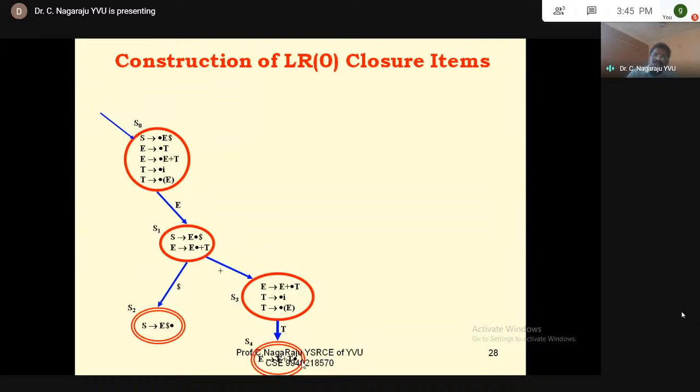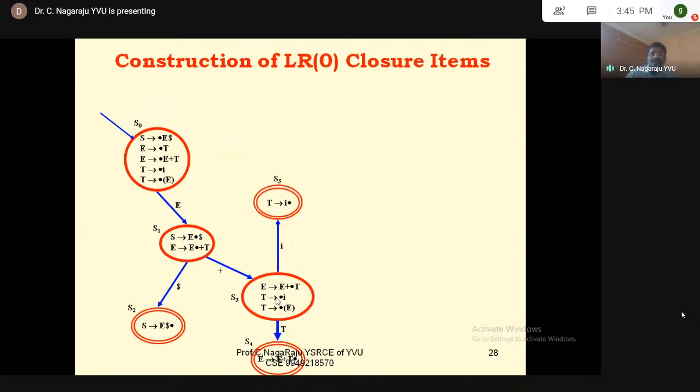That means it also comes as a final state. In this case E plus T is completed. That means you get the production E is to E plus T dot. So that is the complete item we got. When you get the complete item, we can represent the complete items with a double circle.